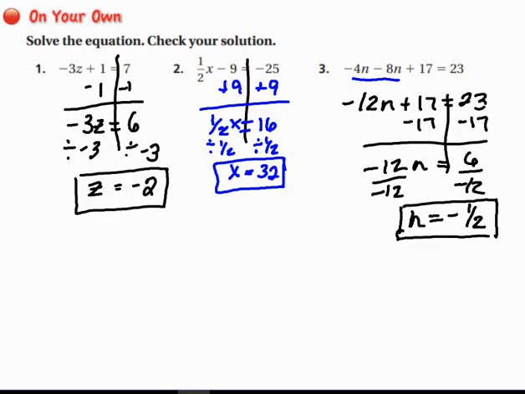For number 1, we subtracted 1 first and then divided by negative 3, and you should have gotten z equals negative 2. Number 2, we should have added first, add 9 first, then divide by 1/2, which is the same as multiplying by 2, and you should get x equals 32. Number 3, combining our like terms first, we get negative 12n, and then we're going to subtract 17 from both sides, and then divide both sides by negative 12, and you should get n equals negative 1/2.